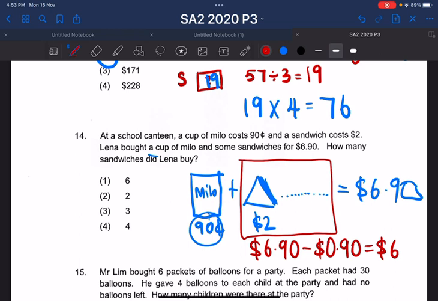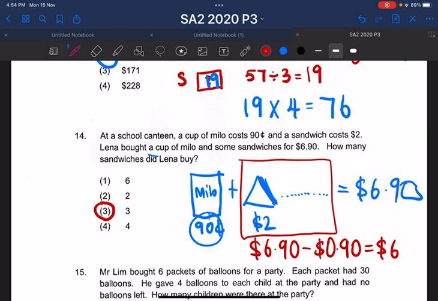Okay, now $6 is for the sandwiches. Now the question says each sandwich is $2. And you paid $6 for some sandwiches. How many sandwiches do you think you can buy with $6? $2, $2, $2. How many is that? You can buy 3 of it, right? So the answer will be 3, because 3 sandwiches will be $6 in total.